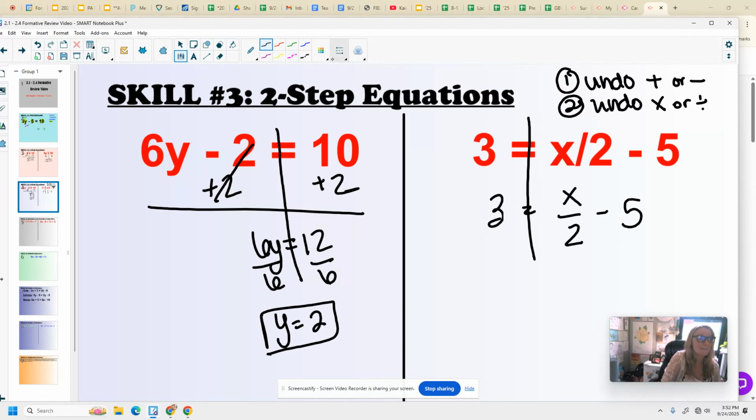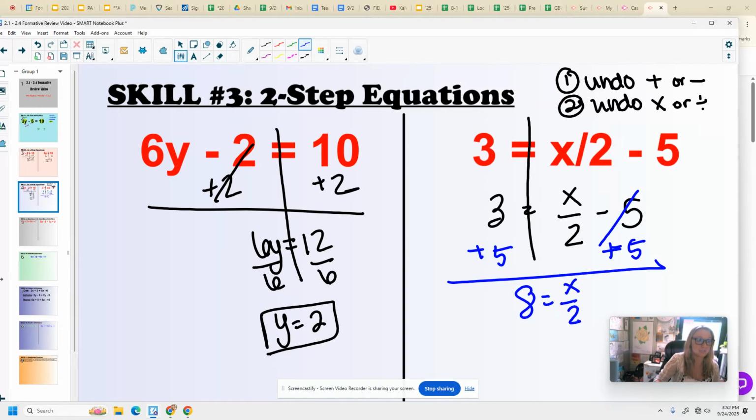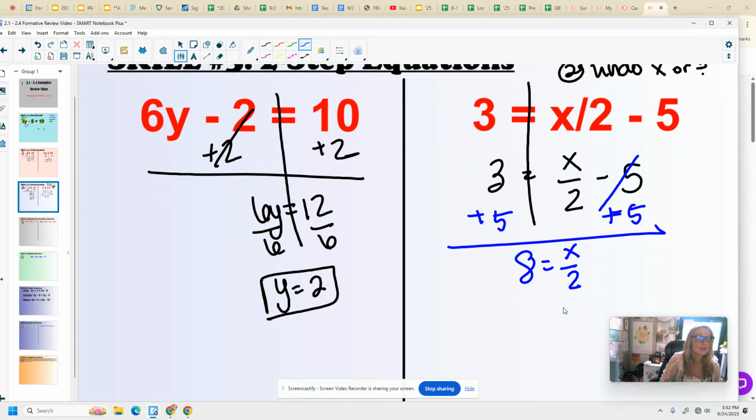I see that I have a minus 5, so to undo that, I'm going to add 5 to both sides. And then if I'm moving left to right, 3 plus 5 is 8 over x equals x over 2. When you get to this point, sometimes kids are like, oh gosh, I have a fraction, what do I do? This is really just dividing by 2, so I'm going to multiply both sides by 2. And then I know 2 times 8 is 16 equals x.